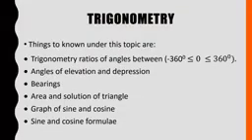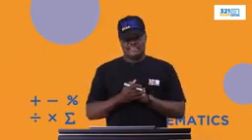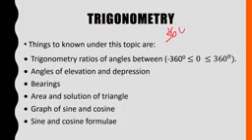The very first one, that you should know the trigonometry ratio of an angle between positive 360 degree to negative 360 degree, which means 360 degree less than or equals to theta less than or equals to minus 360. You should cover everything. The very first one.